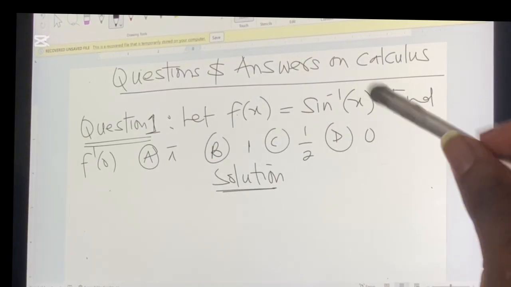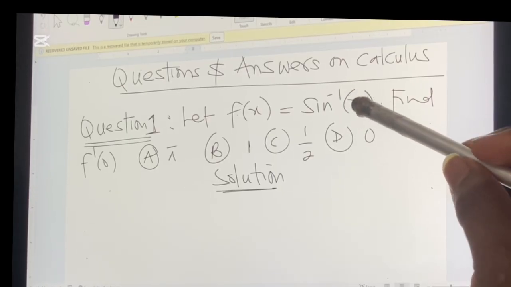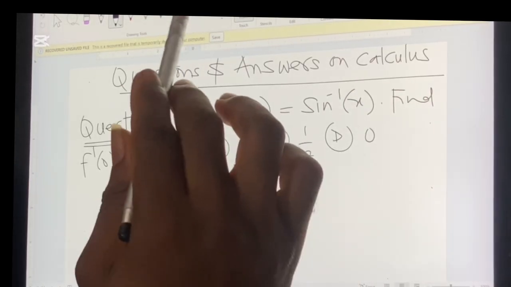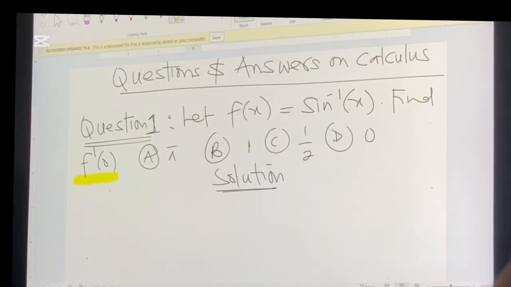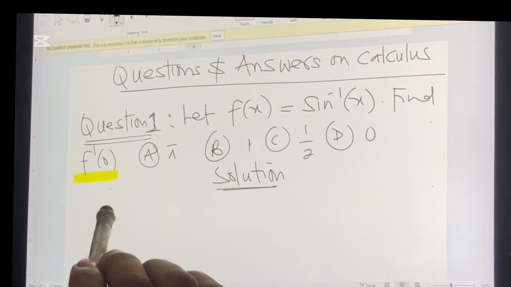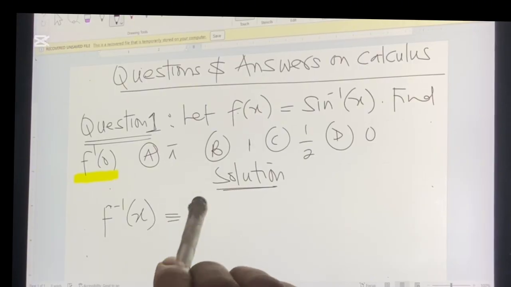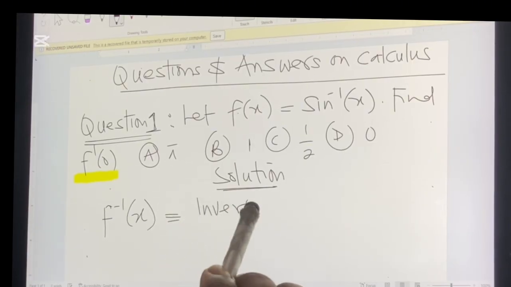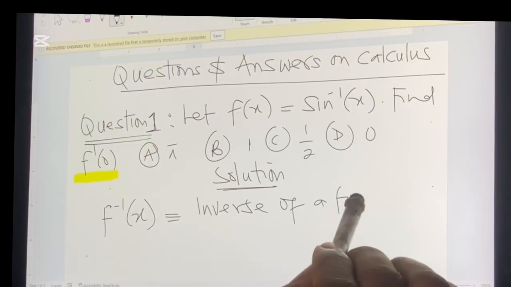Now, class, we are given f of s as sine inverse of s, and we are asked to find this, class. Let's understand what this means. Whenever you have something like this, f raised to the power of -1 of s, this is the inverse of a function.